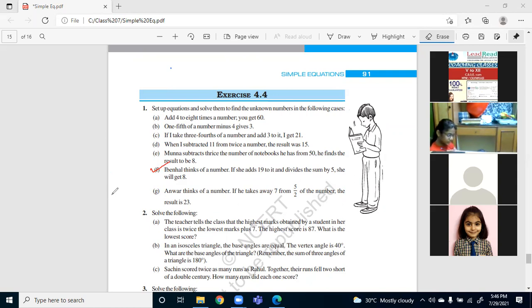So F part, what should I write as equation? Ma'am, we will write x plus 19 divided by 5 is equal to 8. Excellent, Samraj. So first you should write, let the number be x.